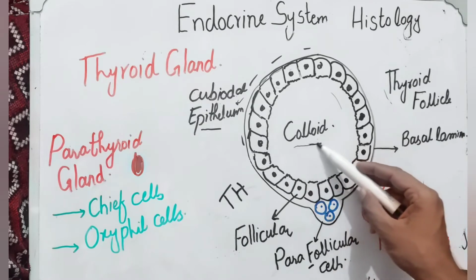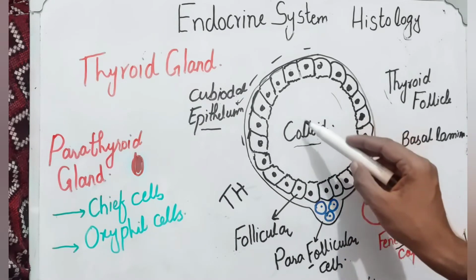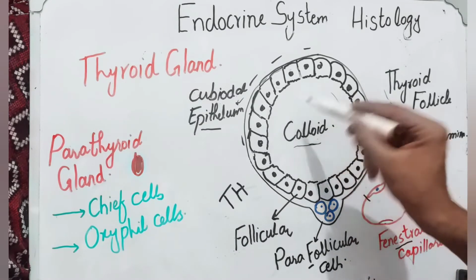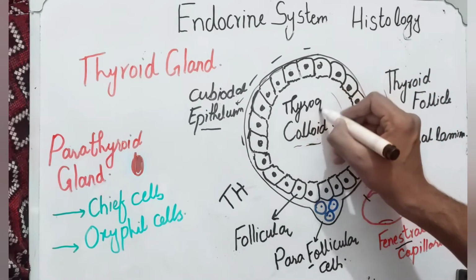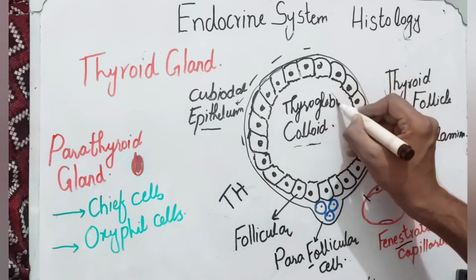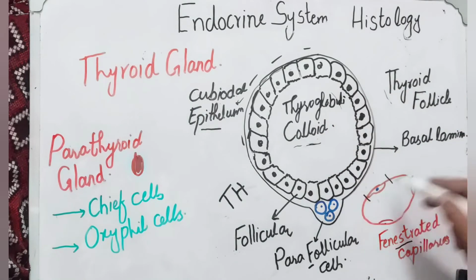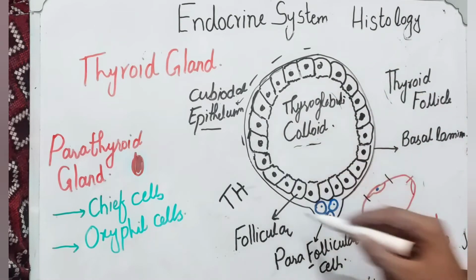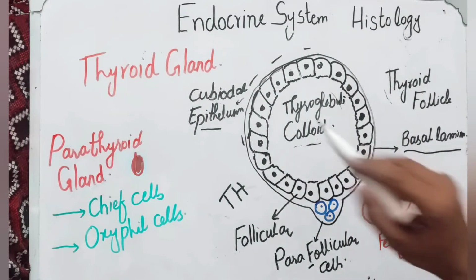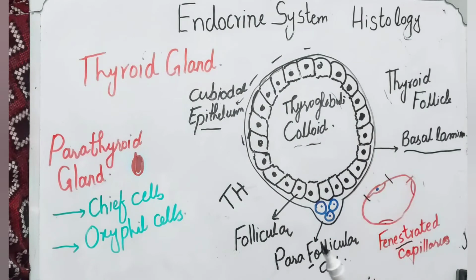Here is the colloid lumen. Formation of the thyroid hormone takes place here. It is rich in thyroglobulin. And these are the fenestrated capillaries, which provide nutrition to it. And outside is the basal lamina. Now we have discussed the histology of the thyroid gland.